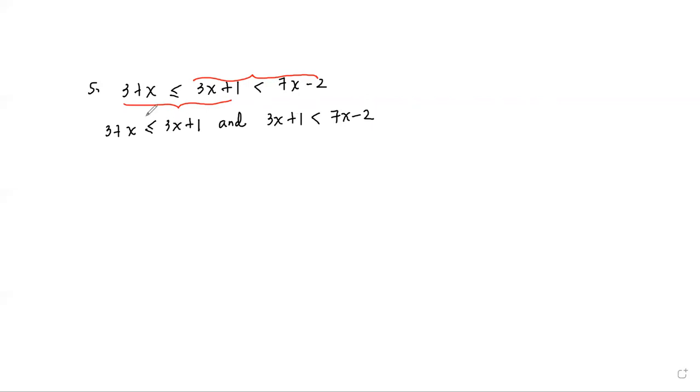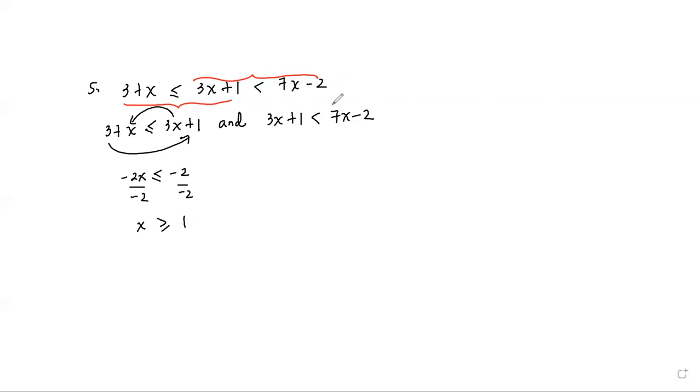So solving the first inequality, we will transpose 3x and transpose positive 3. So that gives us x minus 3x, which is negative 2x, is less than or equal to 1 minus 3, so that's negative 2. And then dividing both sides by negative 2 will give us x at the left side. And then the inequality will be reversed. And then for the right side, it's just positive 1.